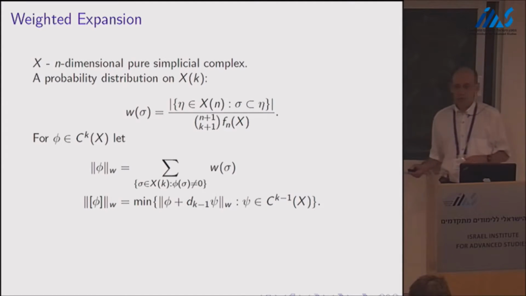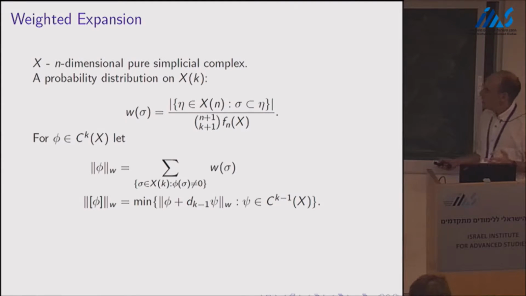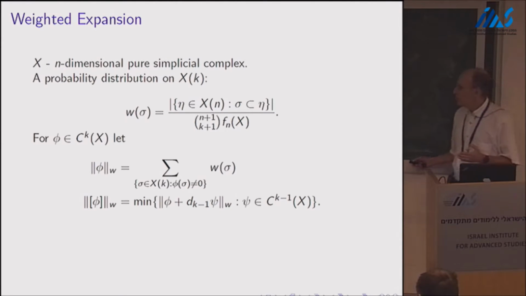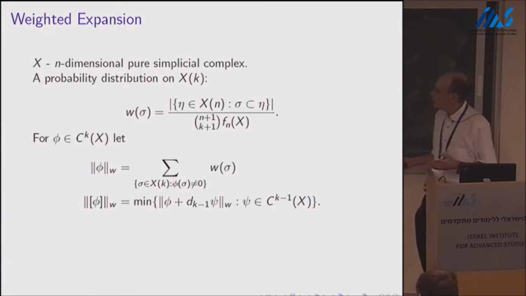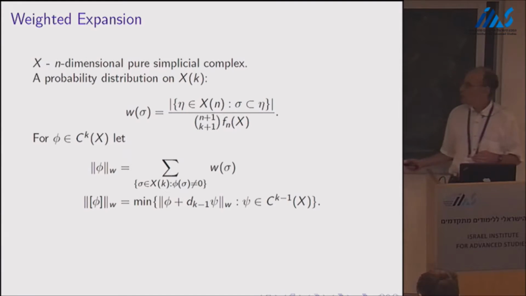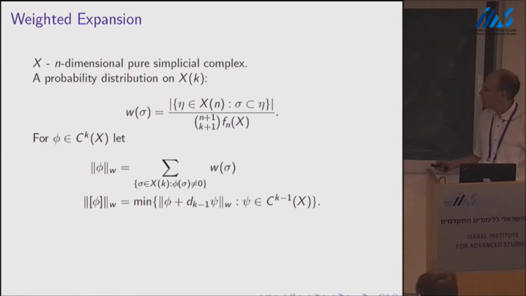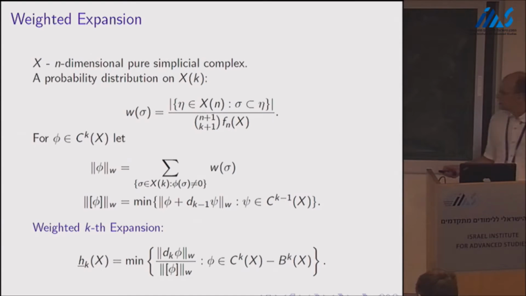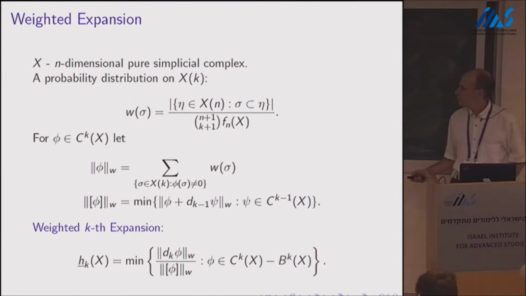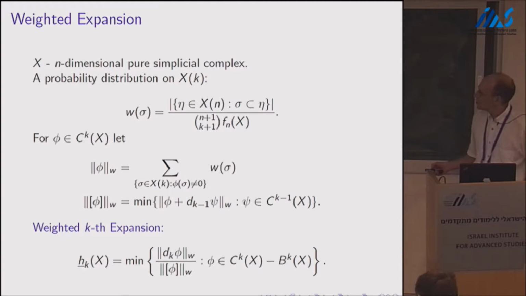So the more top simplices they are in, the higher weight we give them, and we normalize so as to get a probability distribution. And again, we define the norm to be the sum of the norms of the simplices in the support of phi, and the cosystolic weighted norm to be the minimum of the cosystolic weights of phi plus d_{k-1} of psi. And the expansion is defined as before. So this is the normalized expansion, which is more suitable for different purposes.